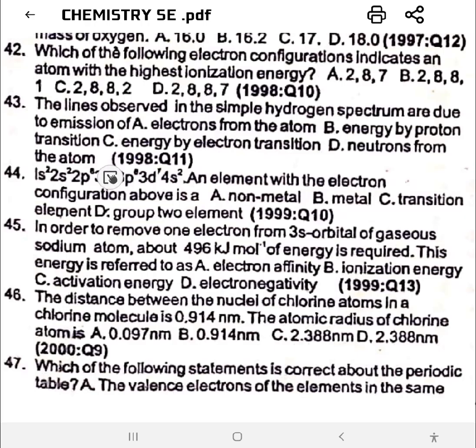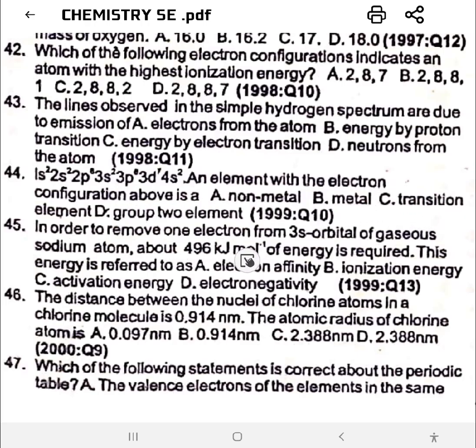44. You have a modern electronic configuration here. An element with the electronic configuration above is... It has a partially filled d orbital, so that would be a transition element, option C.